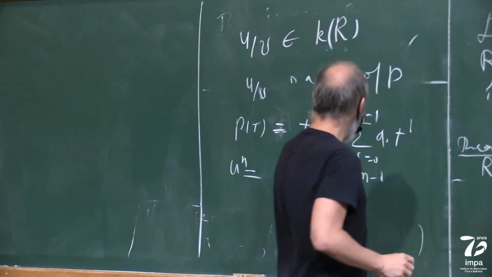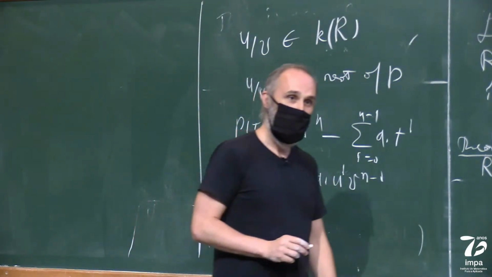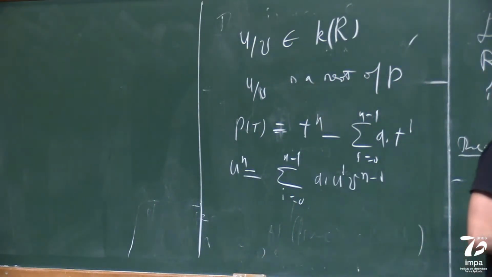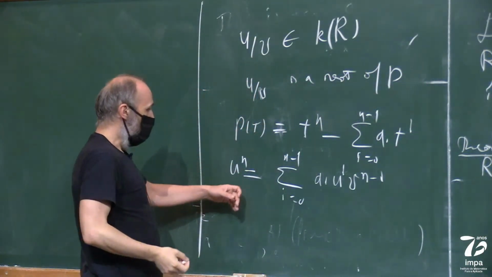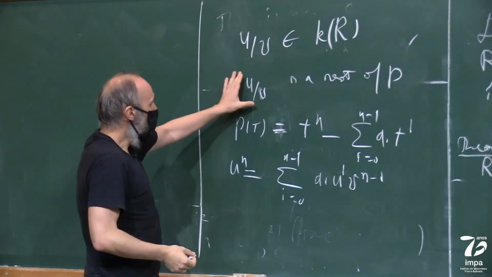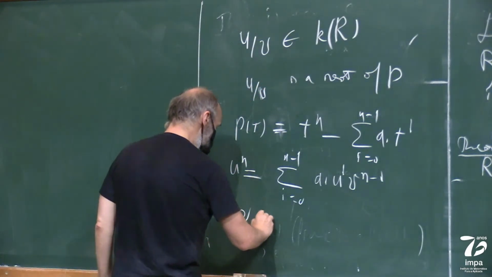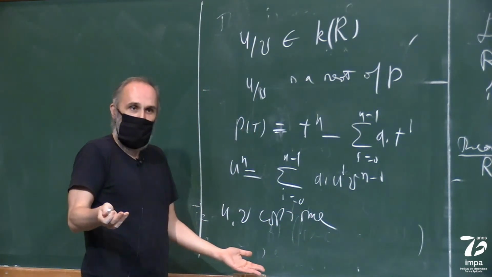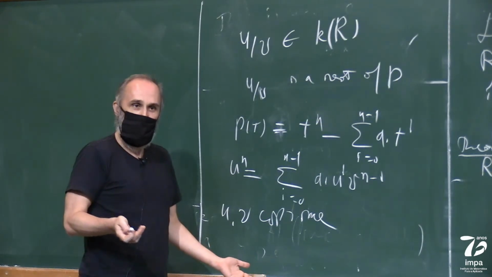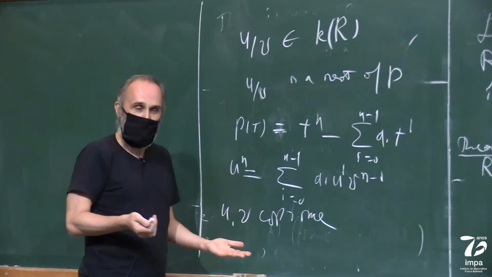That every root of a monic polynomial is an integer. So you have a root of a monic polynomial, u by v, and I'm proving that it is an integer. We assume that u and v are coprime. This is what I'm going to prove, that this is impossible. This is the point.